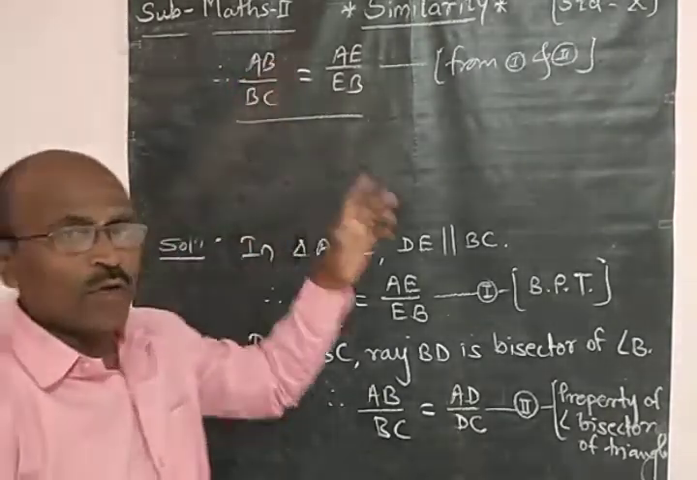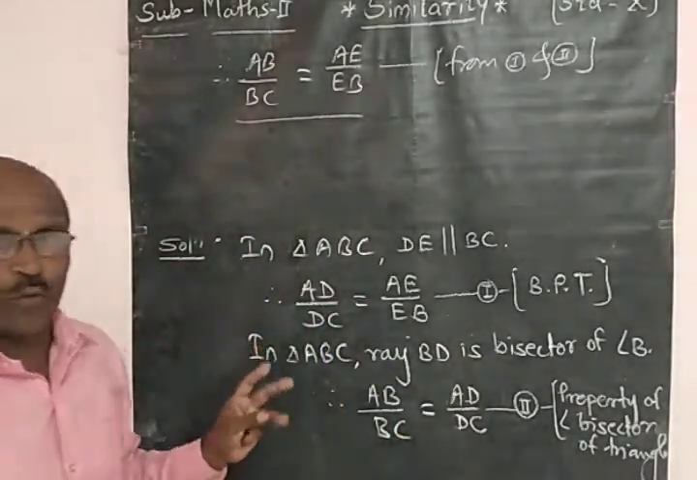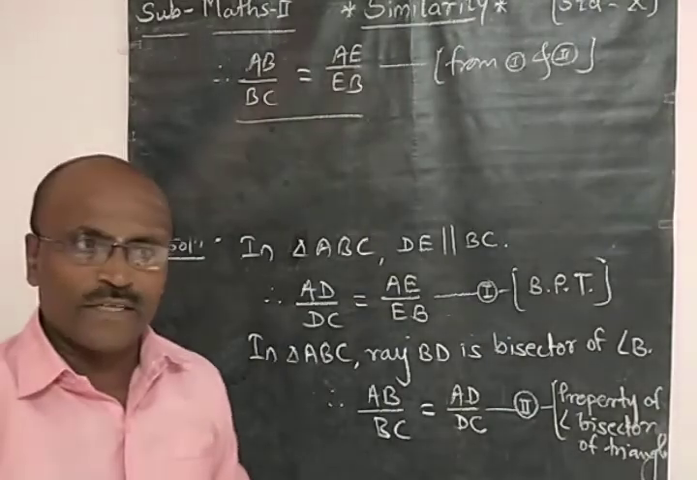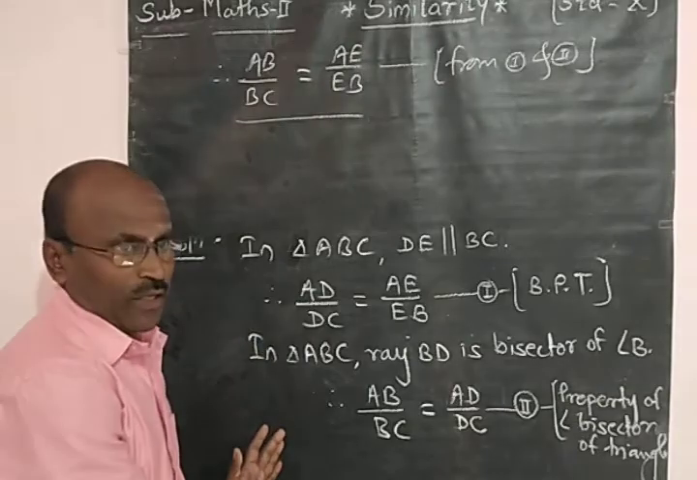Therefore, in this way we can use the three properties: basic proportionality theorem, property of angle bisector of a triangle, and three parallel lines to solve the examples.